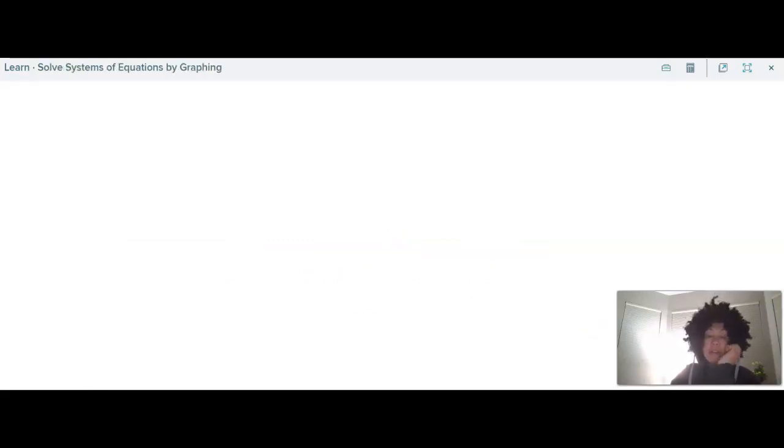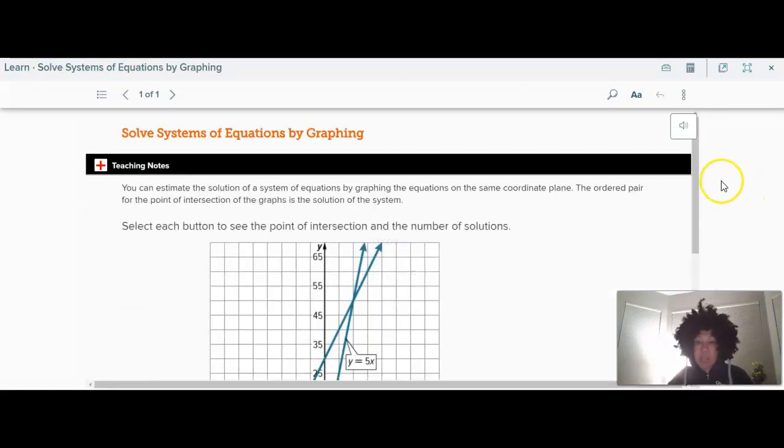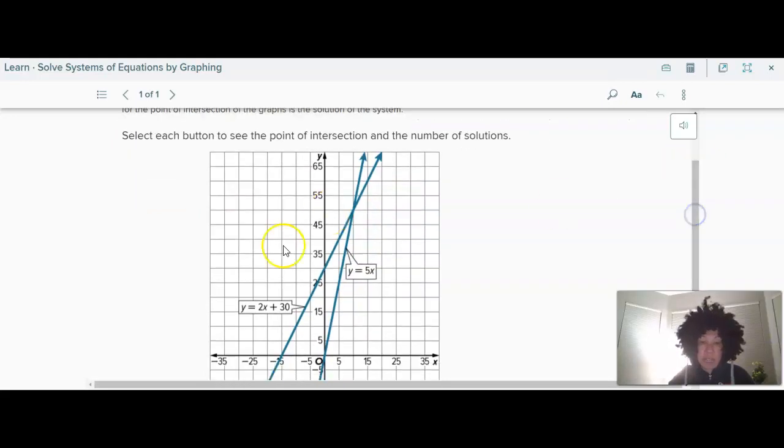So to solve by graphing, all we have to do is graph both lines and see where they meet. So the ordered pair that's the point of intersection is the solution of the system. So one method is to just graph both lines. Here's y equals 5x, here's y equals 2x plus 30, and they meet at the point (10, 50).